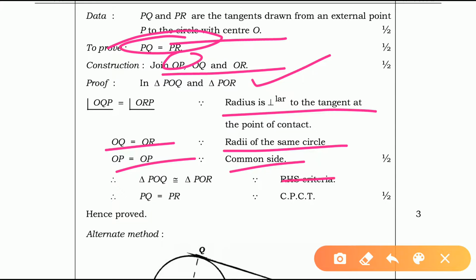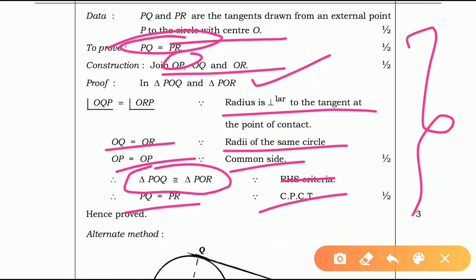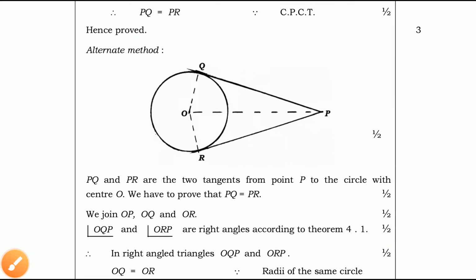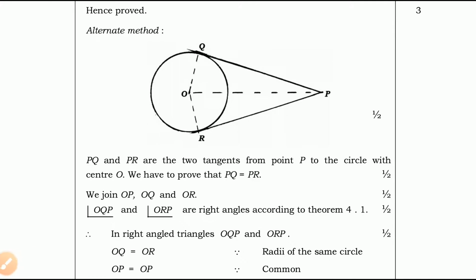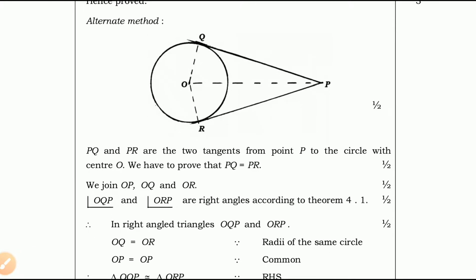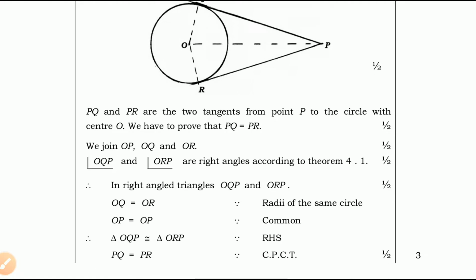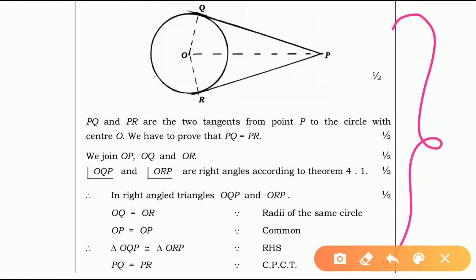By using RHS criterion, we say that the given two triangles, POQ and POR, are congruent triangles. Because of this, PQ is equal to PR by CPCT, corresponding parts of congruent triangles. This is the proof. Or we can use an alternative method to prove the required result. This is also correct.